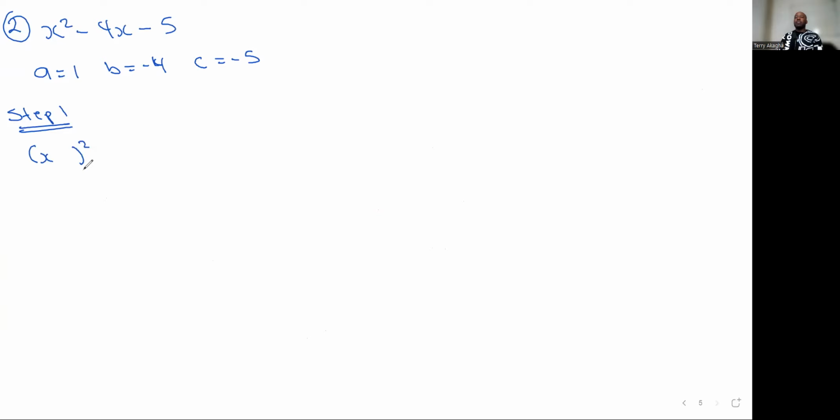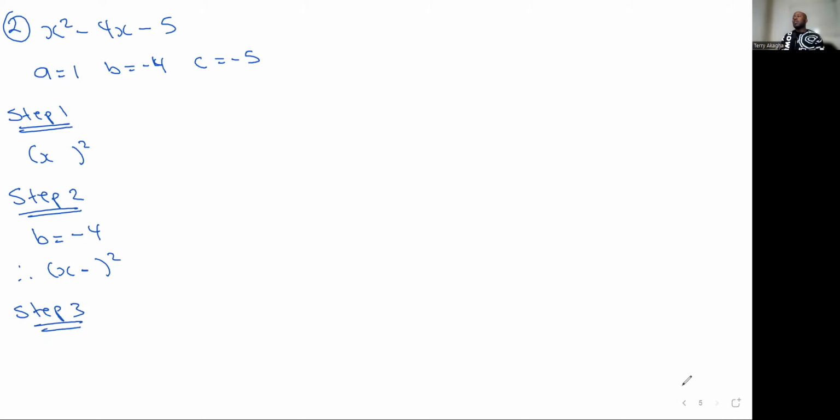Okay. Step 2. You then put a sign for the b. The sign we have here is what? Minus, all right? So if you look at it, b is equal to minus 4. So because there's a minus in the b, we then just put a sign there. So it's going to be x minus, all squared. Are you seeing it?